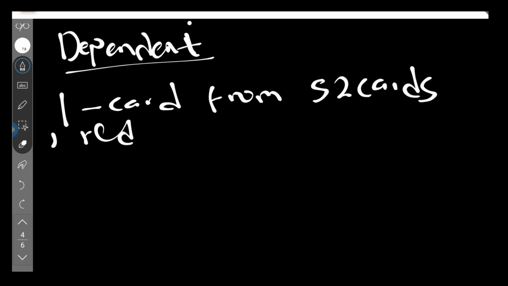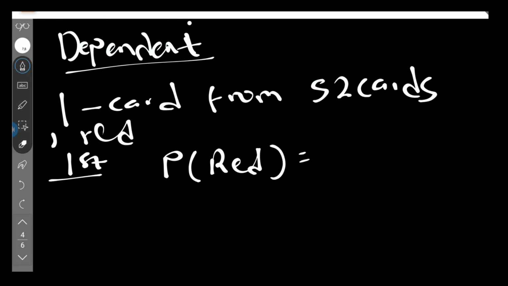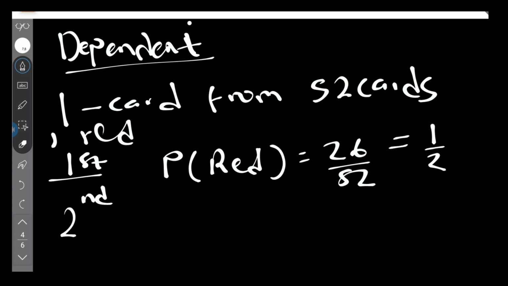Now, draw another card without replacing the first card. The first probability, the first scenario: you are drawing a card which is red. The probability is 26 divided by 52, because there are 26 red cards and 26 black cards, which is 1 over 2. Now when you are drawing the second card, what is the probability of you drawing a second red card?